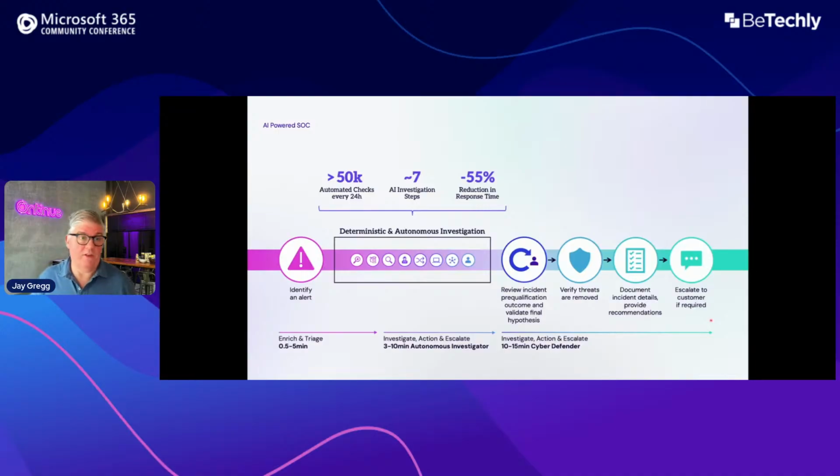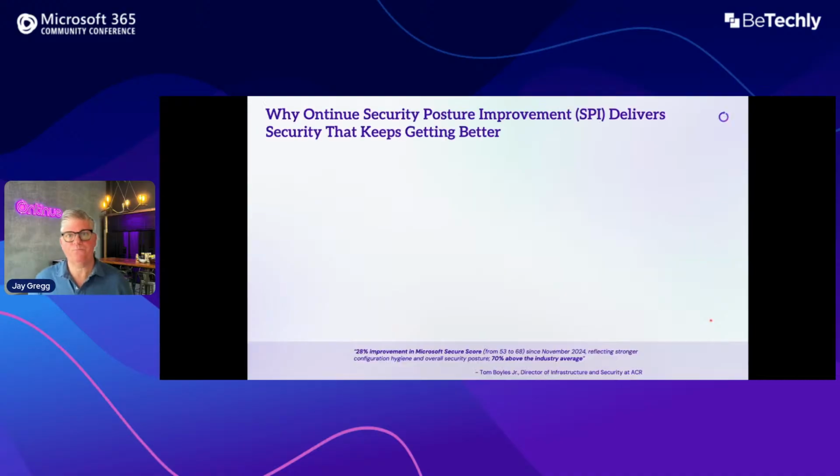So the numbers are staggering, right? 50,000 automated checks every 24 hours. We have 7 AI investigation steps. But what does it result in for our customers, right? Well, it's a 55% reduction in response time. We measure this, we see it, we can report the mean time to respond to our customers and show the value of what we continue to develop into the platform with our autonomous investigator.